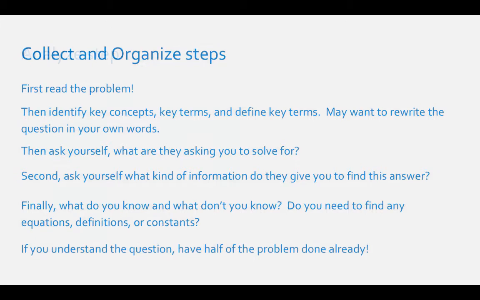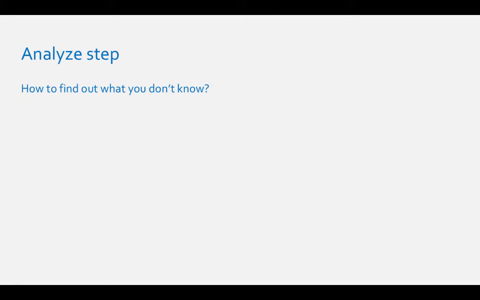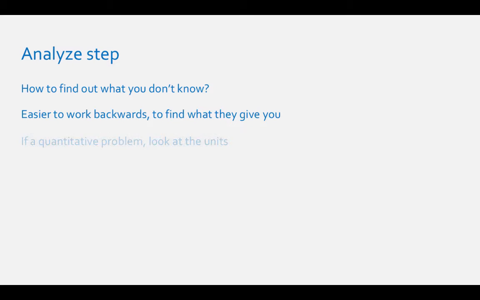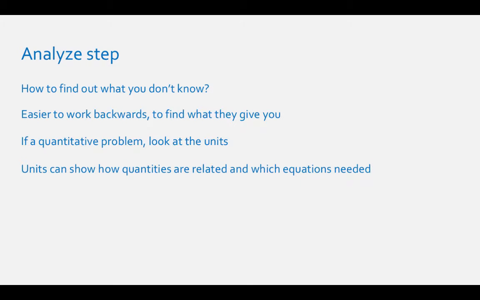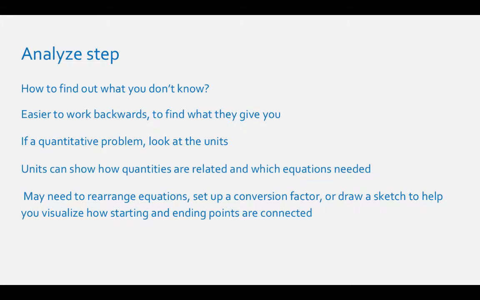In the analyze step, ask how to find out what you don't know. Sometimes it's easier to work backwards, to find out what they're asking for and then work towards what they gave you. If the problem is quantitative, asking for a numerical answer, look at the units of the initial values and final answer. Units can show you how quantities are connected and which equations you need to solve the problems. Sometimes you'll need to rearrange the equations, set up a conversion factor, or draw a sketch to help you visualize how starting and ending points are connected.